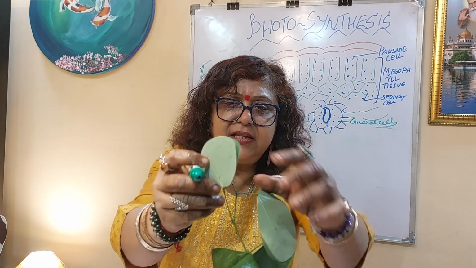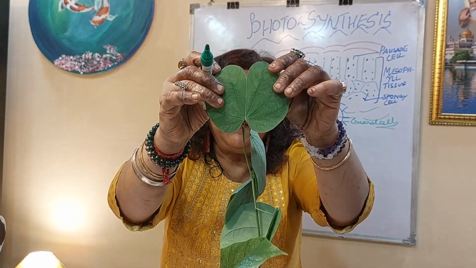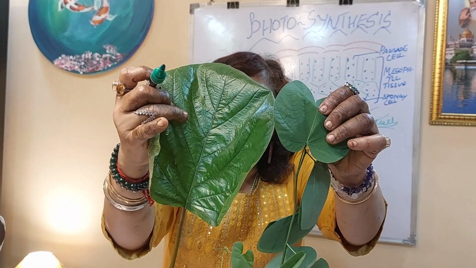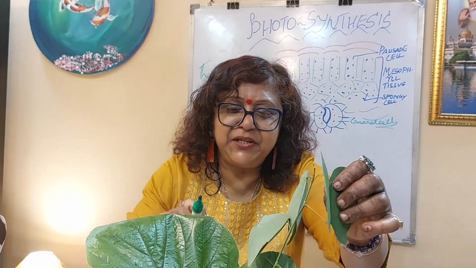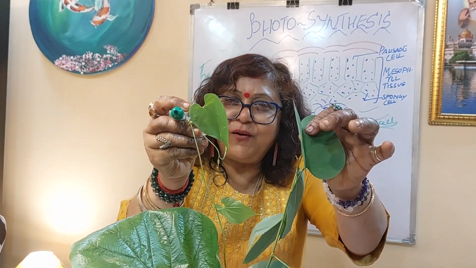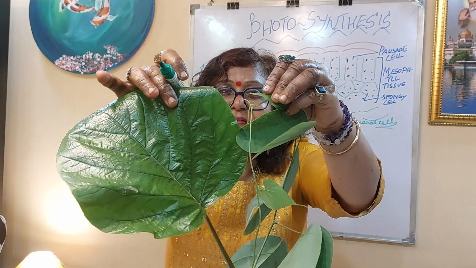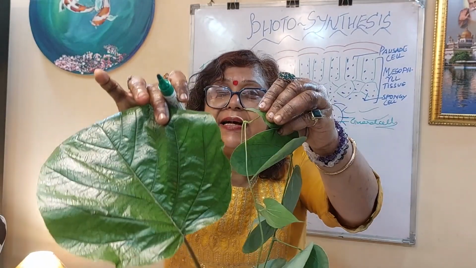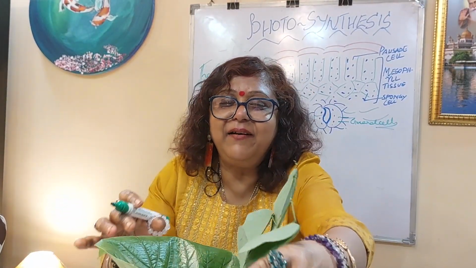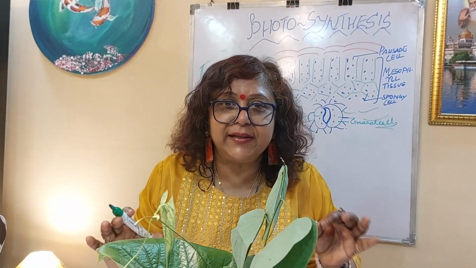See the shape of this leaf, see the shape of this leaf, just see, and see the shape of this leaf. What is the common feature between all of them? They are green in color. Okay, they are green in color because they show photosynthesis.